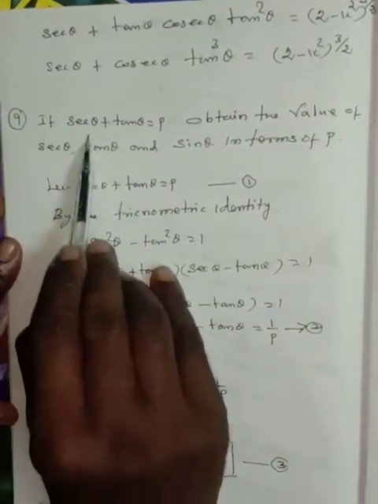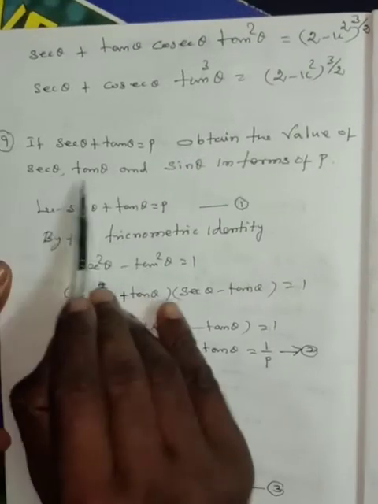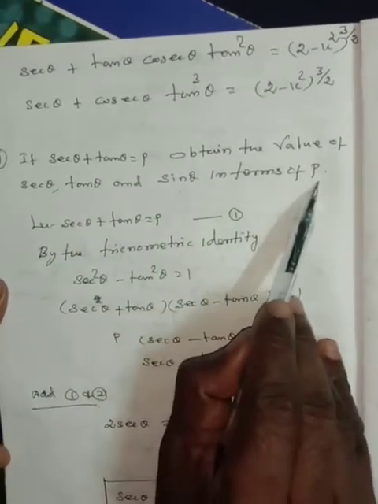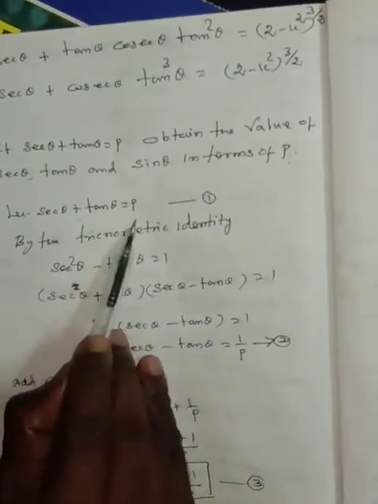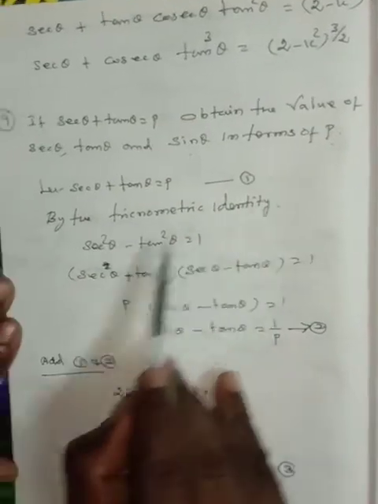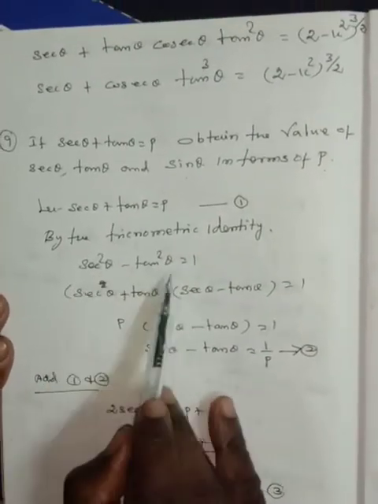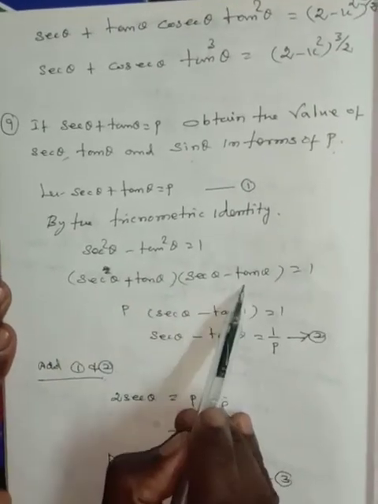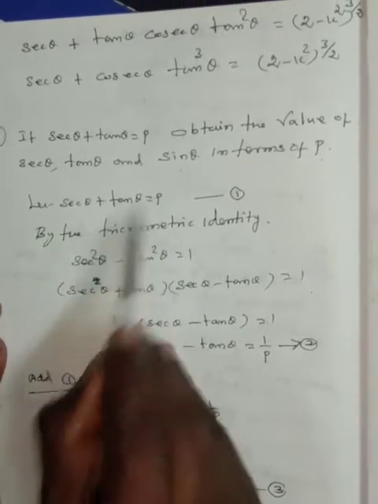If secant theta plus tan theta is equal to p, obtain the value of secant theta, tan theta and sin theta in terms of p. Given secant theta plus tan theta is equal to p. By the trigonometric identity, secant square theta minus tan square theta is equal to 1. This can be written as a plus b into a minus b model: a square minus b square is a plus b into a minus b, is equal to 1. Secant theta plus tan theta is given by p.